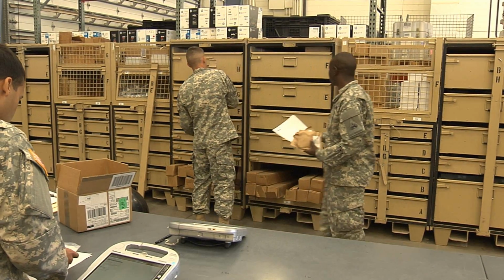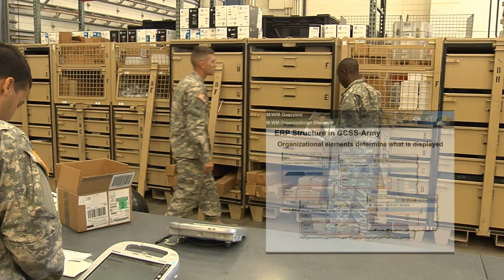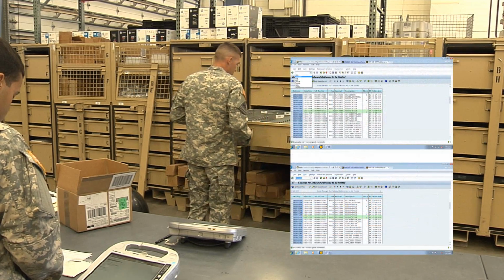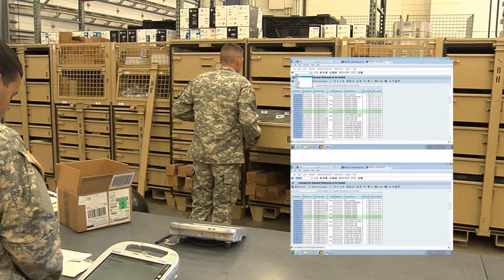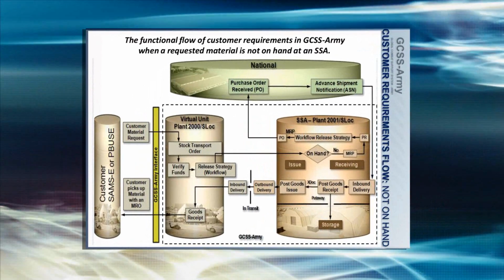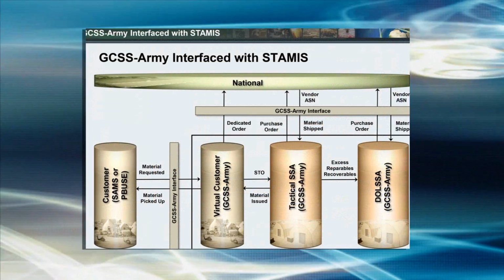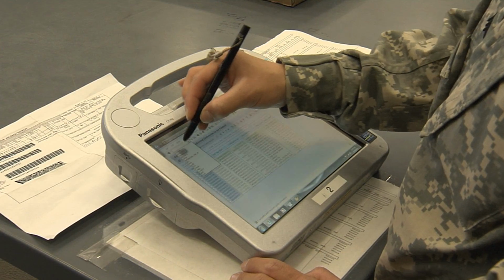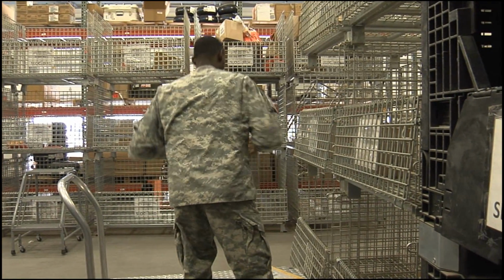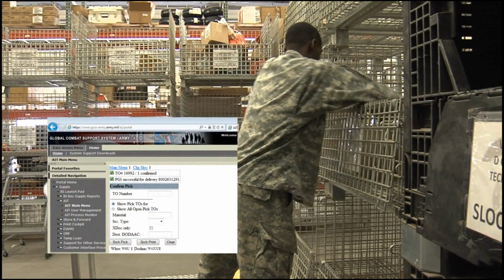GCSS-ARMY automatically checks to see if the part or material is on hand at the SSA. If it is on hand, an outbound delivery and transfer order is created. If the part or material is not on hand at the SSA, GCSS-ARMY will create a PR to National. If part or material is on hand, GCSS-ARMY then displays the stock availability for the selection criteria. A transfer order is an instruction to move materials from a source warehouse bin to a destination customer bin. GCSS-ARMY TOs contain detailed information about the movement of material in the SSA.